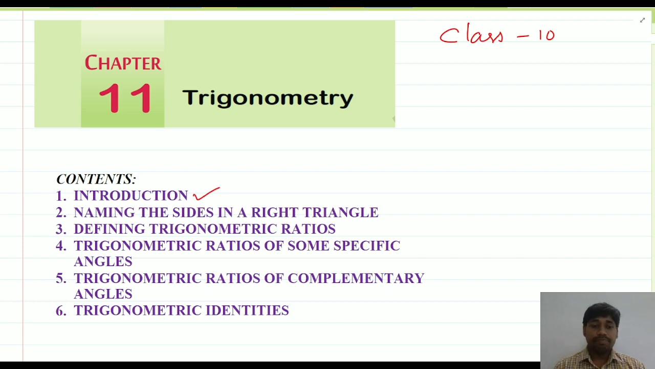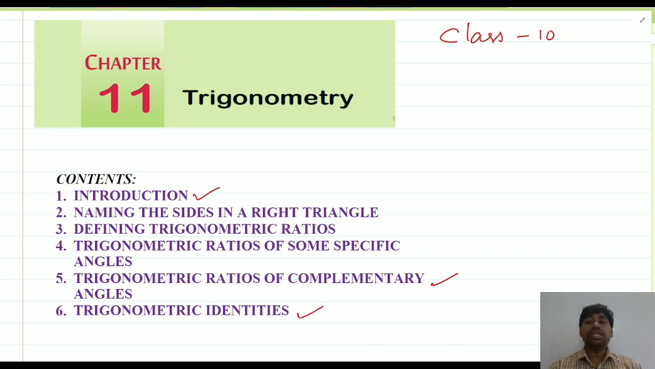Along with that, we will also discuss the complementary trigonometric ratios. If the angles are complementary, how do the trigonometric ratios change? We will also observe that in this lesson. Apart from this, there are trigonometric identities and related numericals.